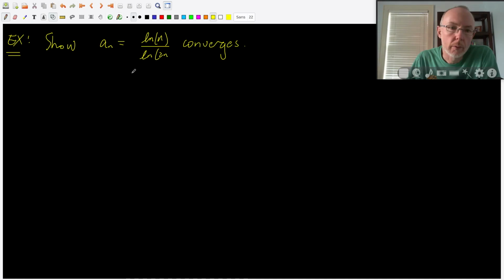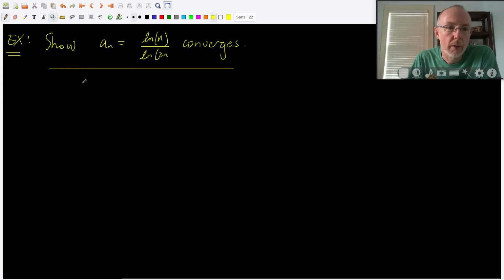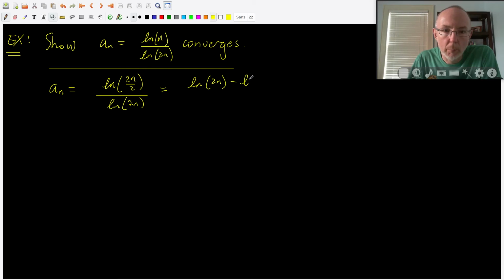So here's a sequence. I want to show it converges. And I'm going to use some of the tricks to do with the log laws. And then I'm going to use this theorem down here, theorem 6, to say that I've got an increasing and bounded function which converges, or a decreasing and bounded function which converges. So to begin with, I'm just going to rewrite this a little bit using the log laws. And in fact, I'm rewriting it in a maybe a little non-obvious way, and that's because it's going to help me. But the fact that you wouldn't guess this is perfectly okay.